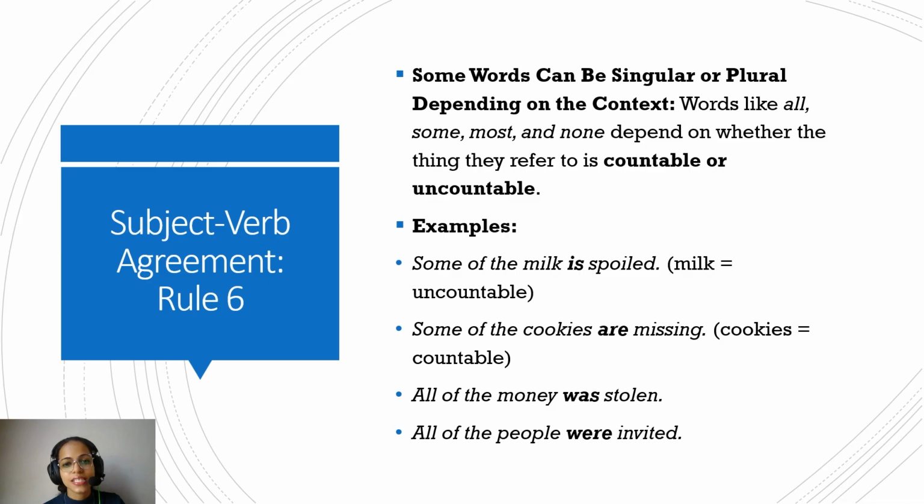Words like all, some, most, and none depend on whether the thing being referred to is countable or uncountable. We talked about it. Countable are the words that we can count, they are measured in number, and uncountable are words that give a sense of amount. So they are not measured in number but in amount. For example, some of the milk is spoiled. Now, milk is uncountable. You measure milk in amount and not number. It's not like give me two milk, give me three milk. Two packets of milk can be there, but the milk itself is uncountable.